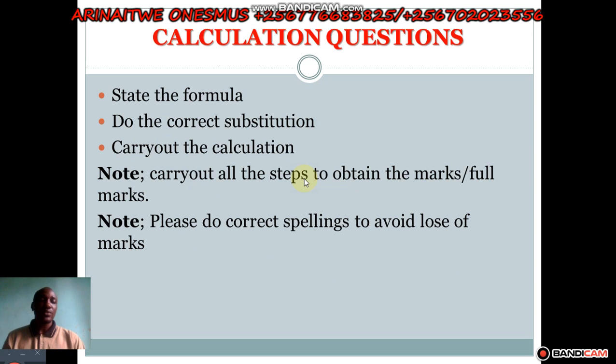When it comes to calculations, state the formula, do the correct substitution, carry out the calculation. Note, carry out all the steps to obtain the full marks. And also note that you should use correct spellings to avoid loss of marks.